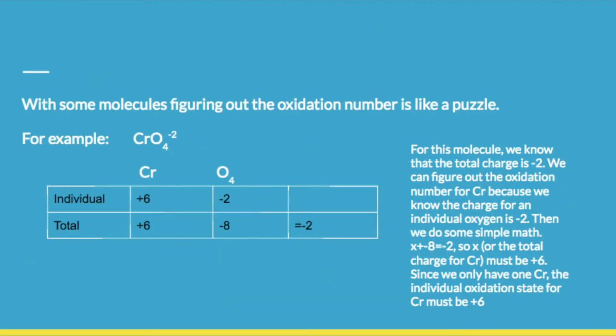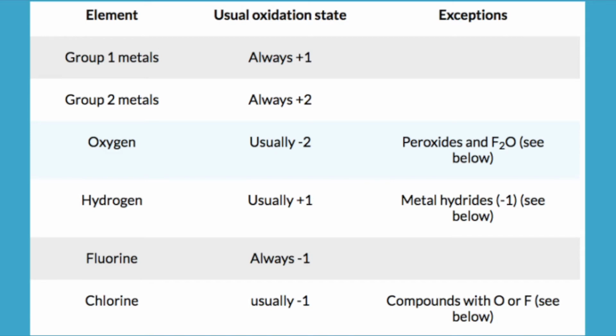For some molecules, figuring out the oxidation number is like a puzzle. For chromate, we know that the total charge is -2. We can figure out the oxidation number for chromium because we know the charge for an individual oxygen is -2. Then we can do some simple math and find that the charge for chromium should be +6. Since we only have one chromium, the individual oxidation state must be +6. Here are some exceptions to the usual oxidation states rule.